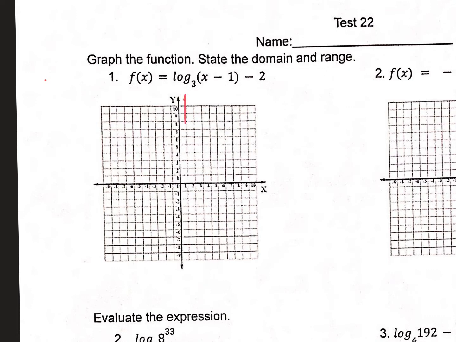So the asymptote goes to the right 1. Remember, we always could put a point 1 to the right, except this time because it's got a -2, I'm going to take that point and shift down 2.